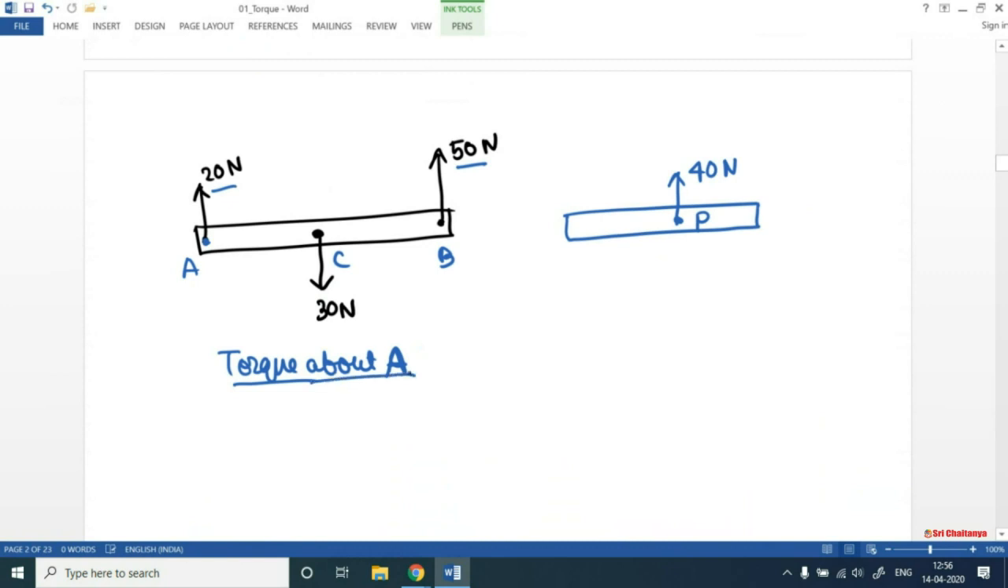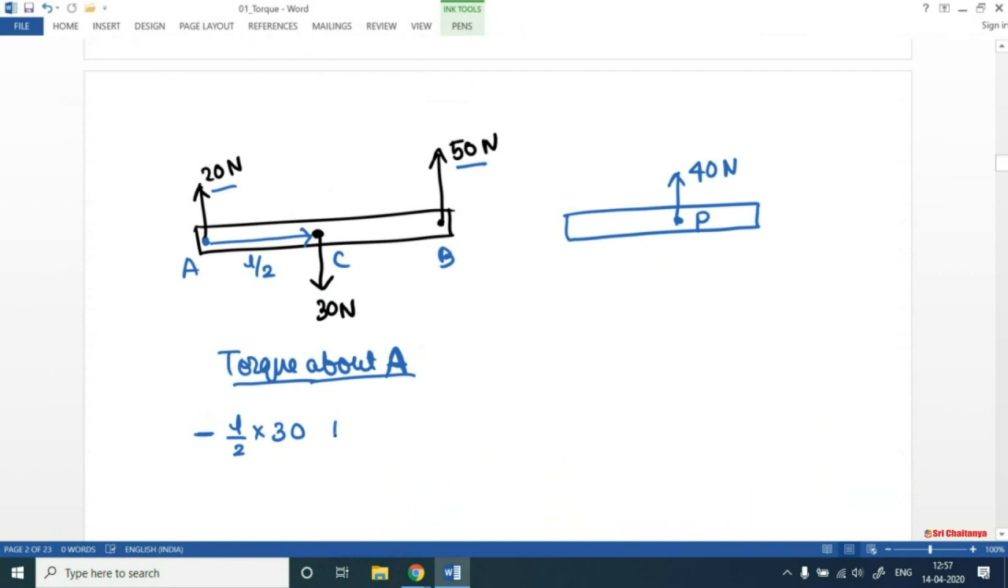So torque about point A: the 20 Newton force is not going to apply any torque about point A because it is passing through the same point A. And torque due to 30 Newton would be simply R perpendicular into F. So R perpendicular is going to be this distance, and this distance is nothing but L by 2 into F, and the magnitude of force is 30 Newton. And since this is in clockwise direction, we will use negative sign as we are taking the anti-clockwise or outward direction to be positive. So this is the torque due to 30 Newton.